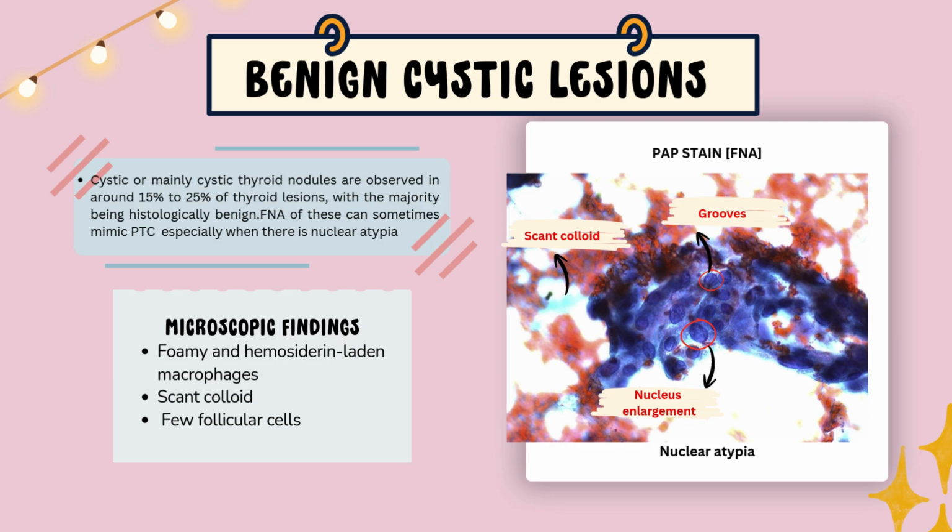Cystic or mainly cystic thyroid nodules are observed in around 15 to 25% of thyroid lesions, with the majority being histologically benign. FNA of these can sometimes mimic PTC, especially when there is nuclear atypia in the epithelium. So, what are the microscopic findings in benign cystic lesions? The first one is foamy and hemosiderin-laden macrophages, scant colloid, and few follicular cells.